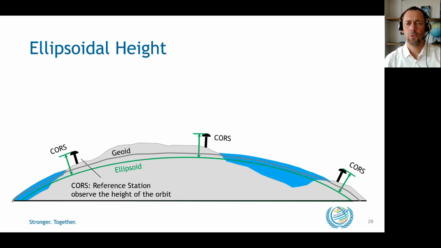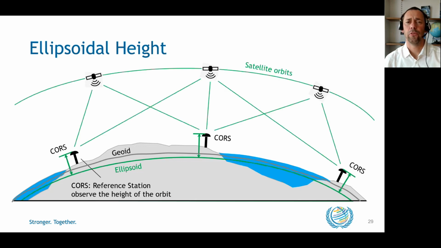Now we include the other part of the GNSS system, the space segment. Observing the flying satellites with the help of the CORS stations, we can calculate the satellite orbits, the flying track of the satellites. Knowing the ellipsoidal height of the CORS stations, the relation between the GNSS satellites and the CORS station allows us to calculate the ellipsoidal height of the satellite orbits.